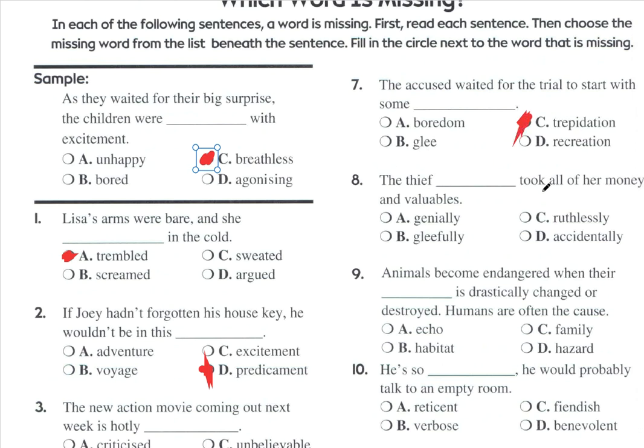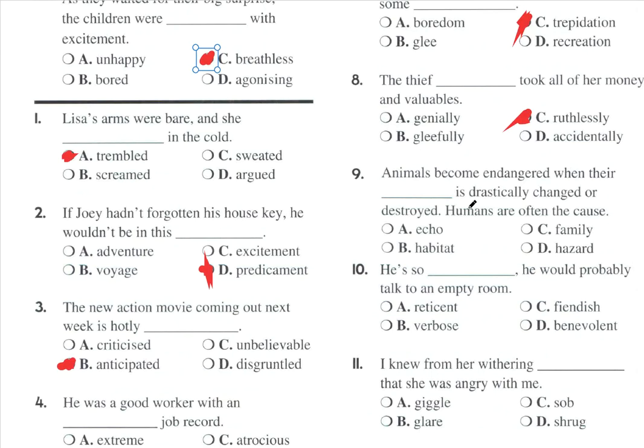The thief took all of her money and valuables. All right, this one's an interesting one because you could possibly say the thief would be gleeful, right? Would be really happy about taking all of the money and valuables. But the best answer is ruthlessly, all right? Because a thief took everything, it's ruthless, right? It's showing no mercy. Animals become endangered when something is drastically changed. All right, well, hazard and echo don't make any sense. Family doesn't fit the context. Habitat is what's being referred to.